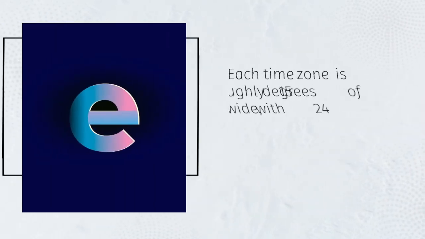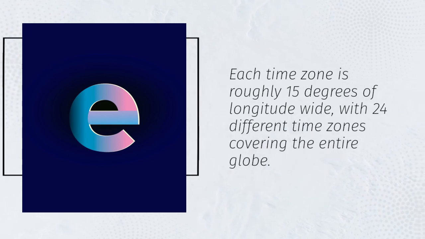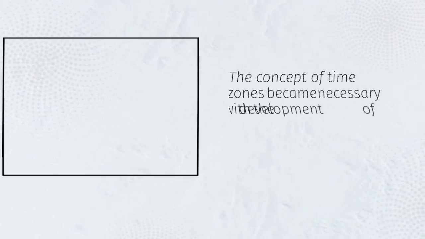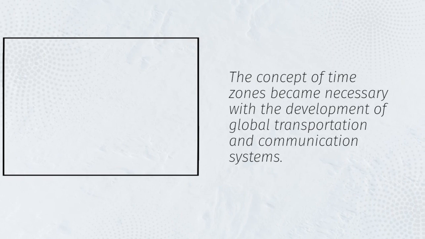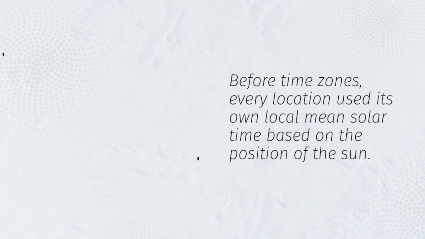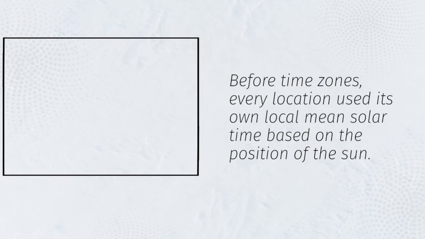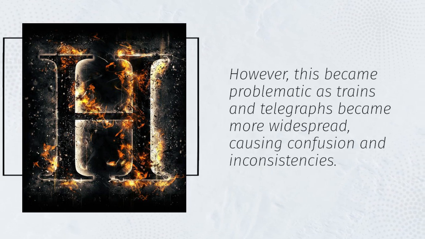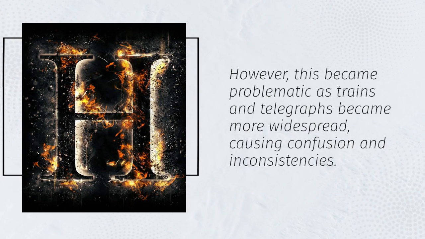Each time zone is roughly 15 degrees of longitude wide, with 24 different time zones covering the entire globe. The concept of time zones became necessary with the development of global transportation and communication systems. Before time zones, every location used its own local mean solar time based on the position of the sun. However, this became problematic as trains and telegraphs became more widespread, causing confusion and inconsistencies.